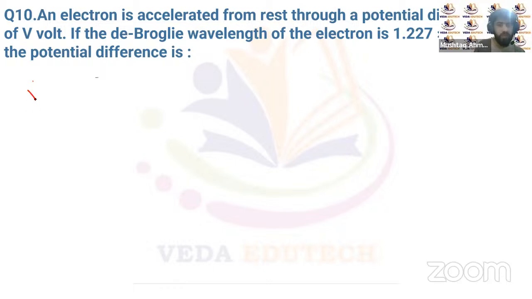We already calculated that for an electron the de Broglie wavelength is 12.27 upon root V in terms of angstroms, right? So this is the de Broglie wavelength in terms of angstroms.